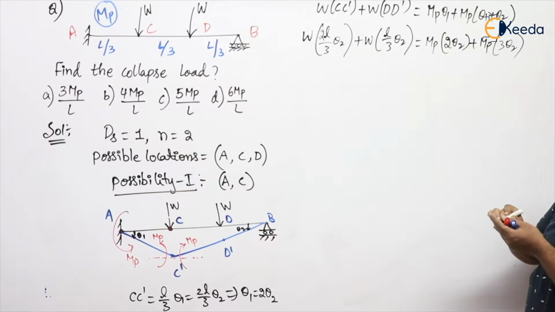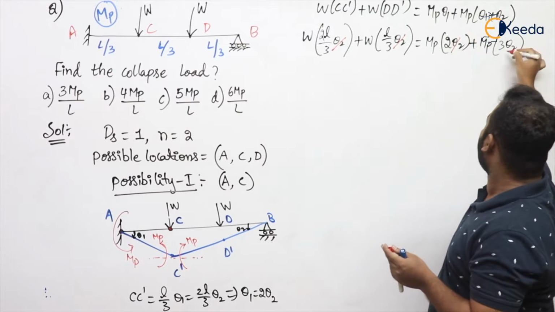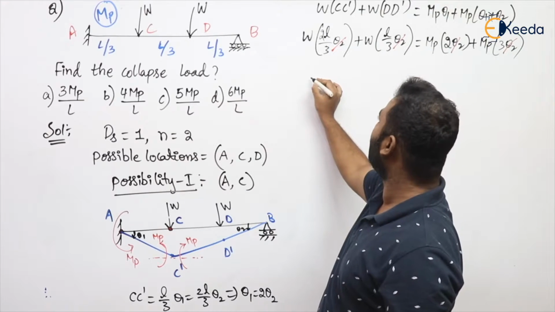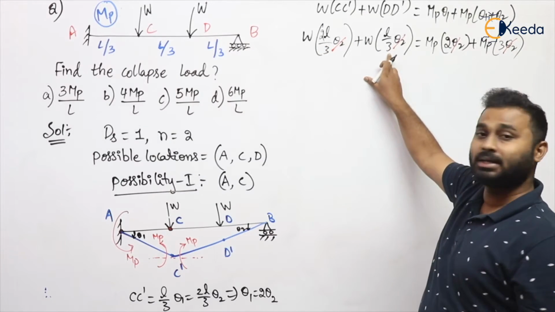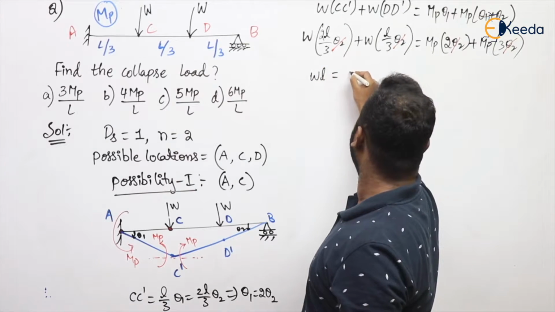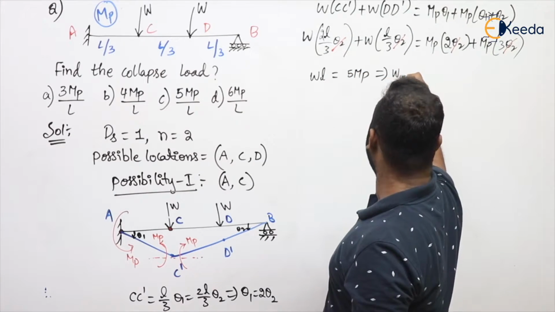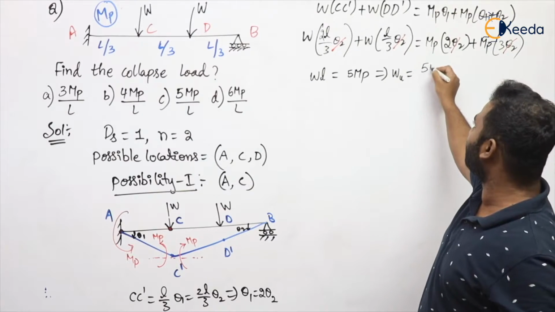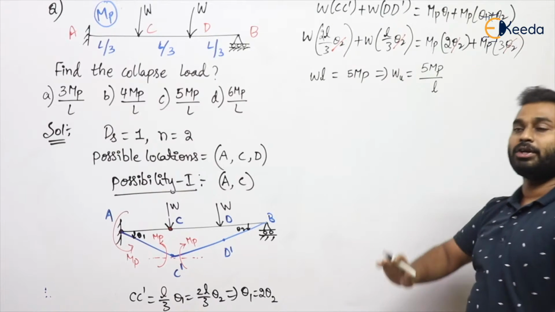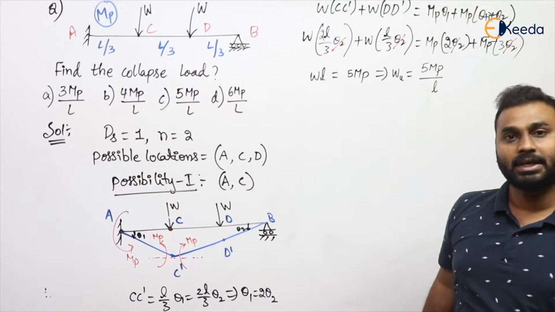Now in this total expression, cancel theta 2. So how much are we going to get now? Here 2L by 3 plus L by 3, that is simply L. So WL is equal to 5 MP. Is that clear? Now the collapse load in this case, WU, is 5 MP upon L. Now we need to check for the other possibility, that is hinges at A and D.